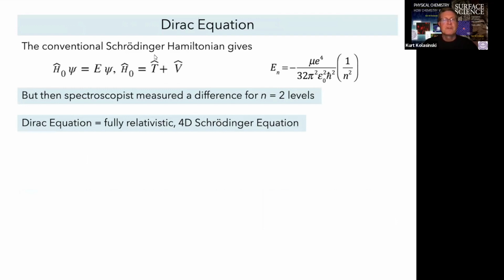In the conventional Schrödinger equation, let's call that Hamiltonian H naught now, we just have the kinetic energy and the potential energy terms, and therefore we get this energy that depends just on the value of n, the principal quantum number. Dirac comes along then, and he uses a fully relativistic four-dimensional treatment. He treats time as an equal coordinate to the three spatial coordinates. So it's a four-dimensional problem that he's going to solve. So he takes the Schrödinger equation and makes it fully relativistic.